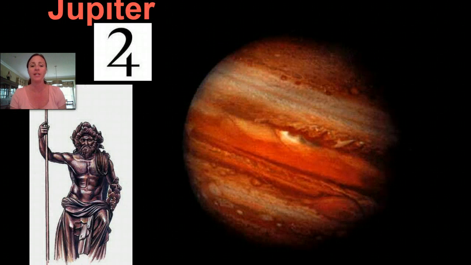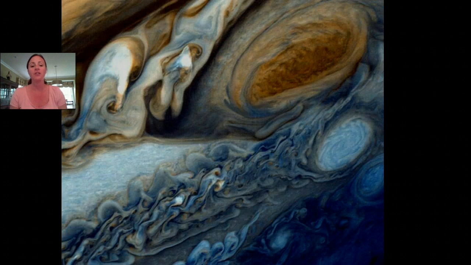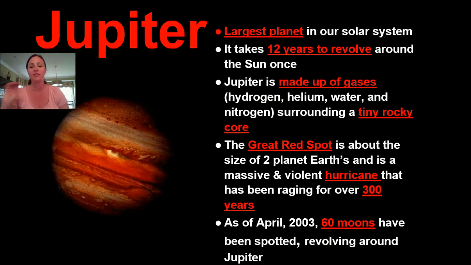The first one we're going to take a look at is Jupiter. Here's some pictures of Jupiter that we've gotten from our Hubble spacecraft that is circulating our Earth and sending us amazing pictures of space. Jupiter is our largest planet in our solar system, and it takes 12 years for Jupiter to revolve around the sun once.